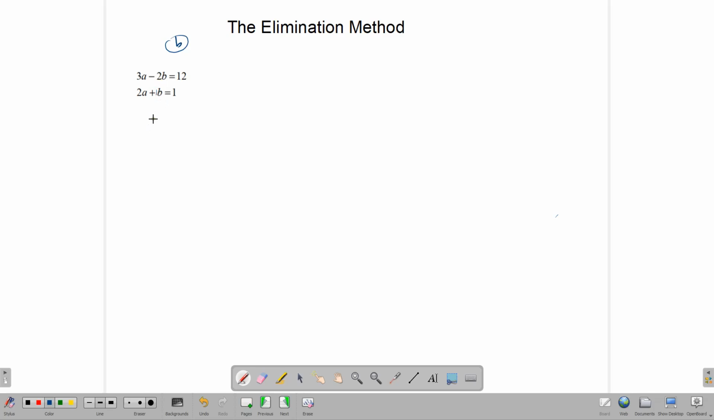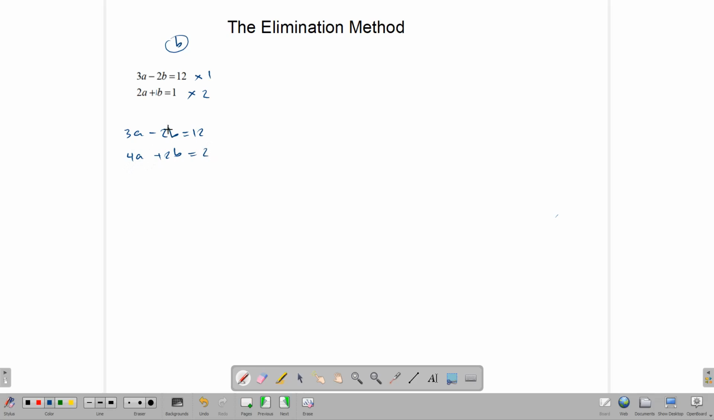So they are not the same number, which means I'm going to multiply this equation by 1, which will leave it unchanged, and multiply this equation by 2. Now 1 times 3a is 3a, 1 times minus 2b is minus 2b, and 1 times 12 is 12. Here, 2 times 2a is 4a, 2 times b is 2b, and 2 times 1 is 2.